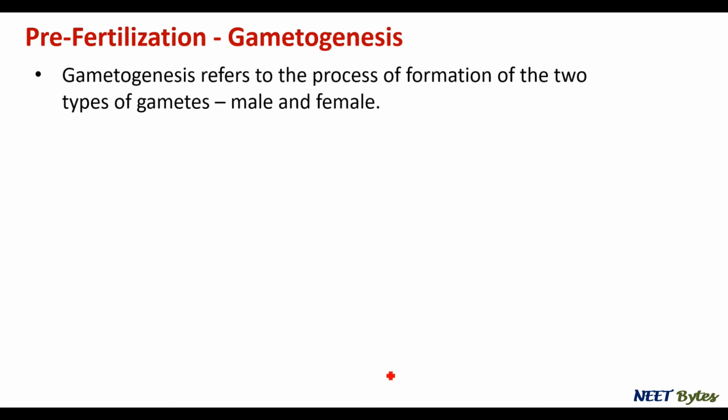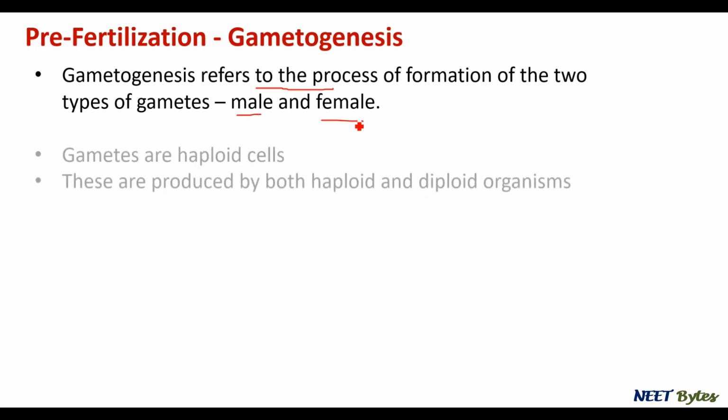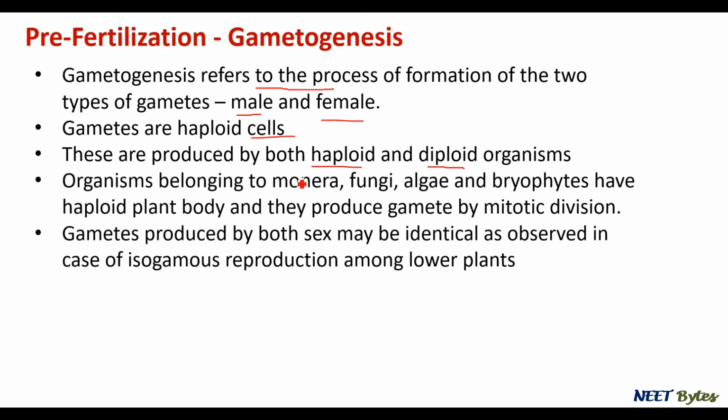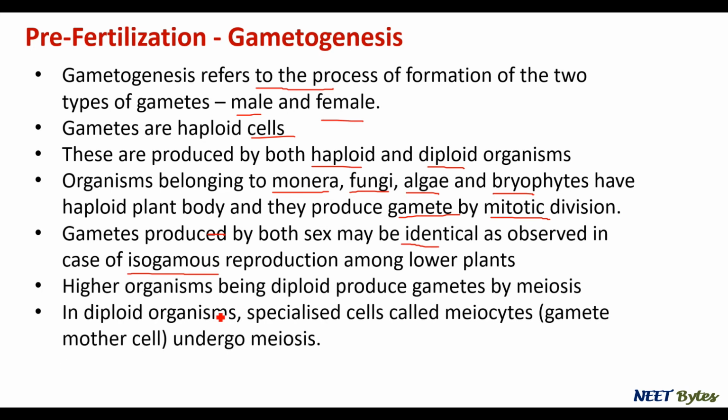First, let's talk about the pre-fertilization event, that is gametogenesis. As you know very well, gametogenesis refers to the process of formation of two types of gametes, which we call male and female, right? Gametes are haploid, but mind you, they are produced by both haploid and diploid organisms. Haploid in the case when the plant has a haplontic life cycle. Organisms belonging to Monera, fungi, algae and bryophytes have a haploid plant body, so they produce gametes by mitotic division. The gametes produced by both sexes are identical. This is observed in isogamous reproduction, primarily in the lower plants.